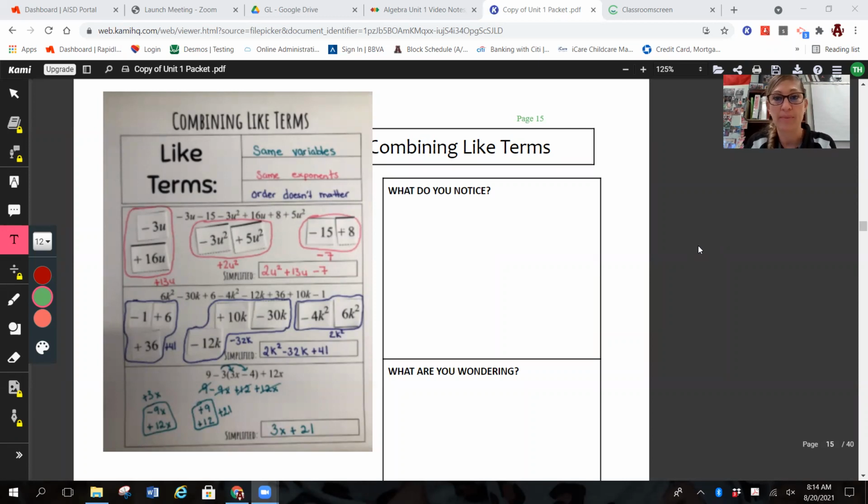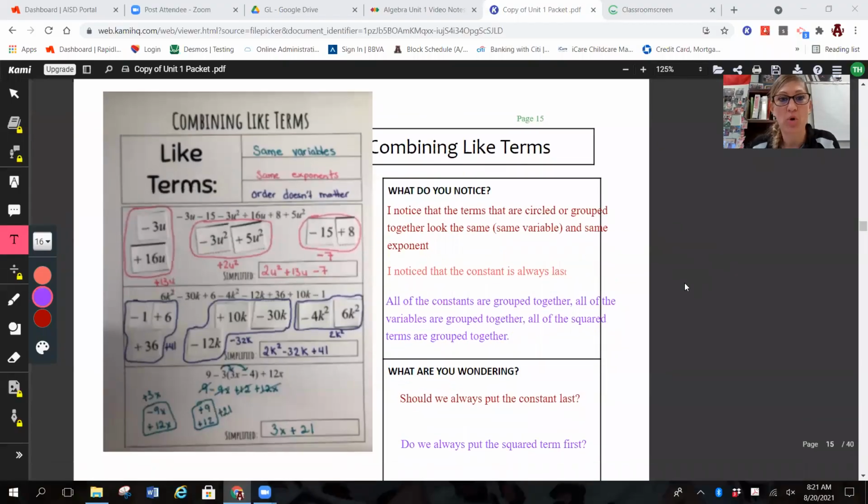There's a picture on page 15 called combining like terms. What do you notice about these notes that are already filled out? Take a minute to look over the picture. Take a minute to think about what more you are wondering. So go ahead and press pause, and then we will copy down what you think. We'll come back and talk about it.